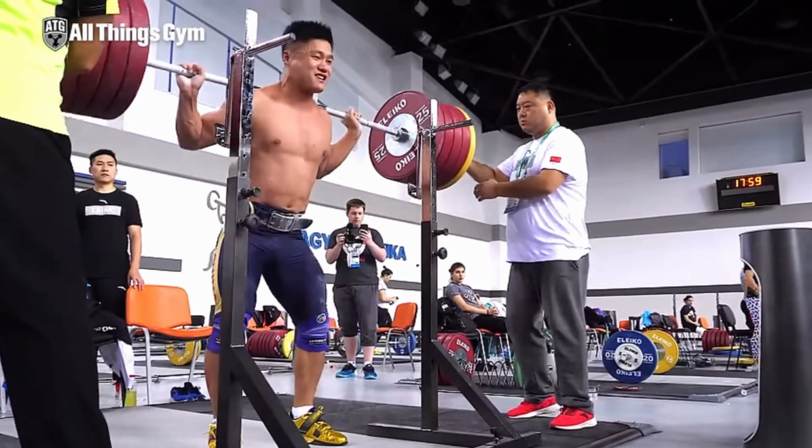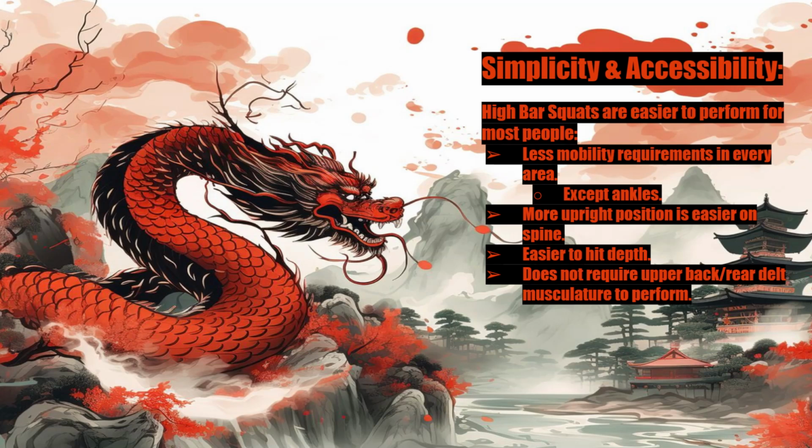All these reasons here are why high bars are awesome for basically everyone, okay? Less mobility requirements in almost everywhere in your body. It's usually easier on your spine, so if you're someone who's suffering from a disc herniation or something of the like, it's going to be a little easier on that injury. It's easier to hit depth unless you have an ankle mobility issue. And it does not require the upper back and rear delt development to be able to get into position.